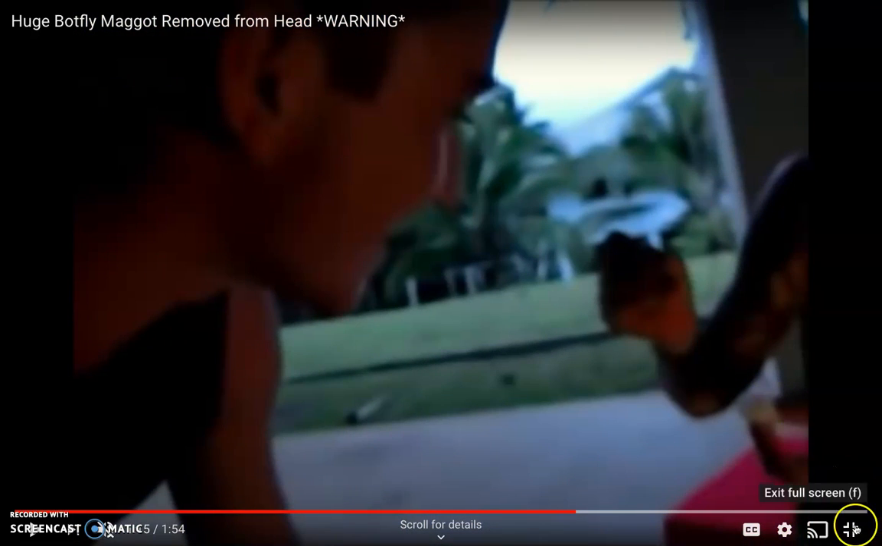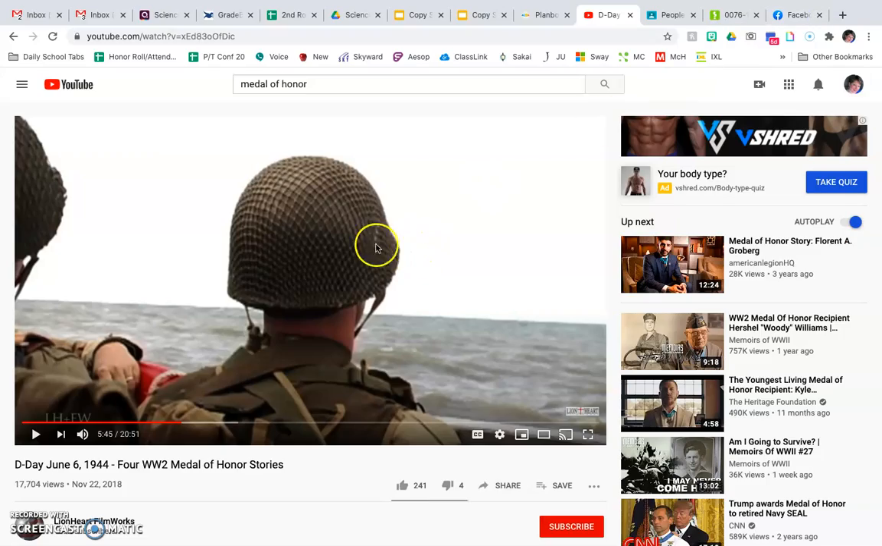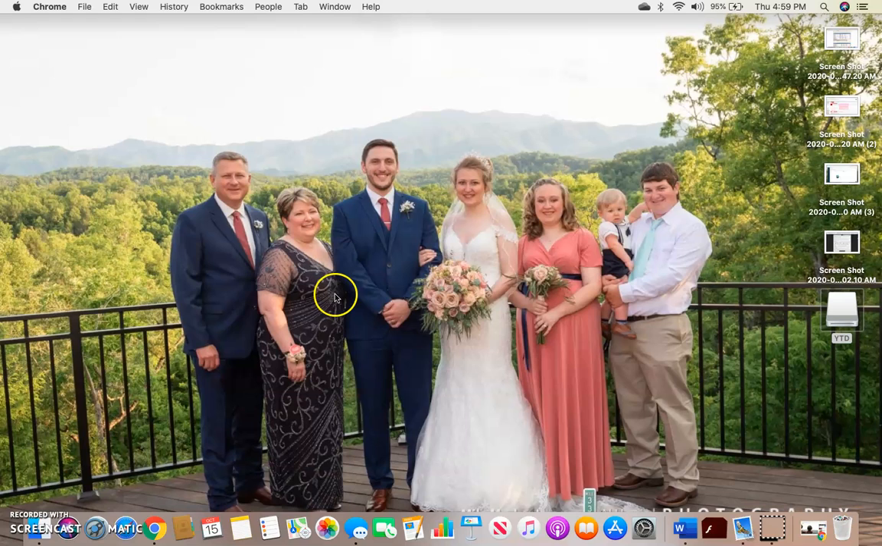Or the larva of the botfly. So, yeah. And don't go out and be scared of it. It doesn't happen very often, but when it does, it's kind of gross. So that would be a parasitic relationship.